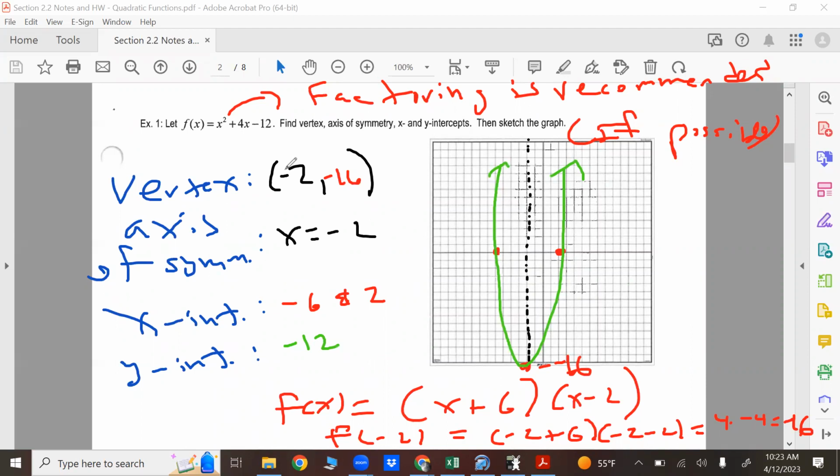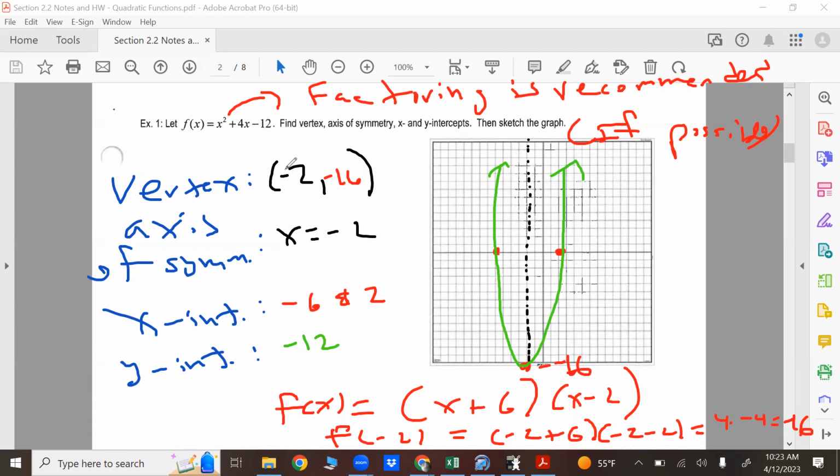I went halfway between -6 and 2, because -6 and 2 is 8 apart, right? The distance between the x-intercepts is 8, and half of 8 is 4. So you go 4 in each direction from the x-intercepts. So that's how you find it.